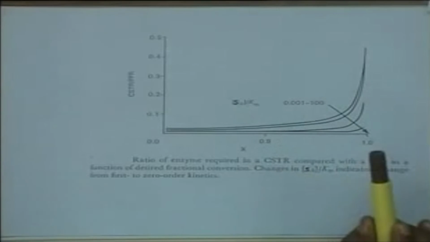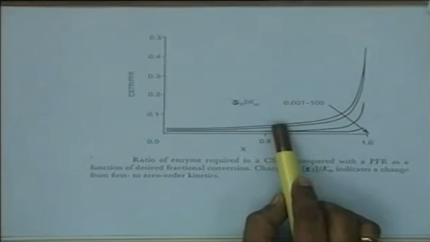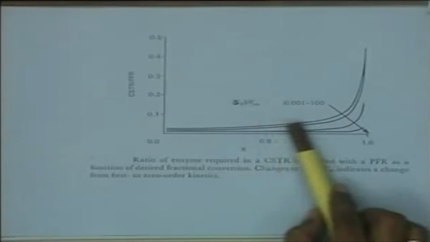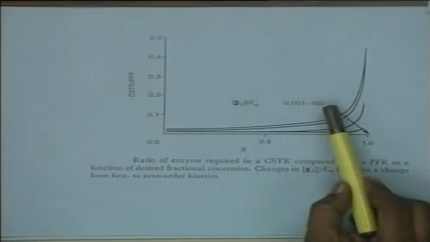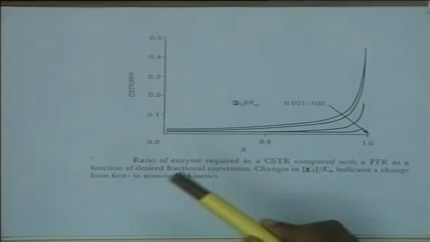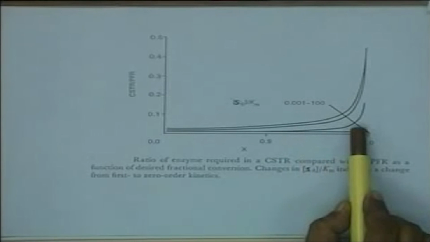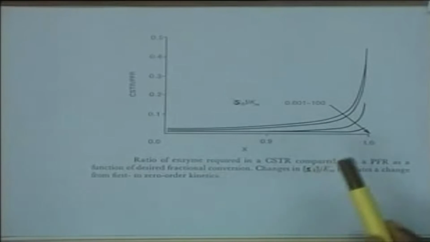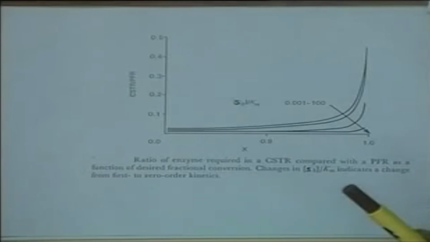The increase in the quantity of enzyme required is not very large at low fractional conversion levels, but as soon as you cross 90% conversion, the quantity required becomes significantly high. On the other hand, when you come to S0 upon Km as 100, approaching a zero order enzyme, the quantities remain almost equal all through till you arrive at 90 plus or more than 95% fractional conversion.